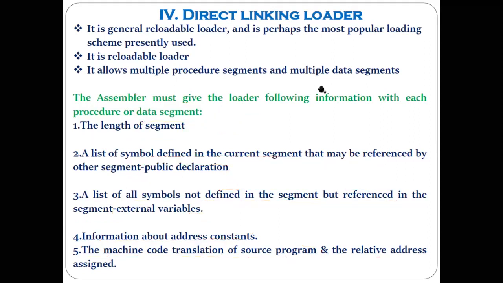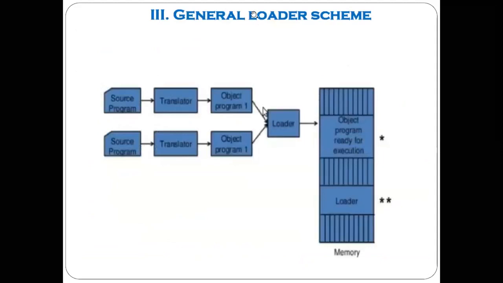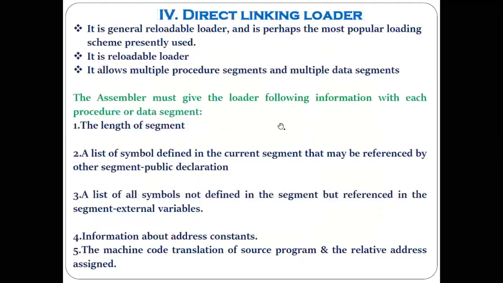So you can see in this diagram, you can also refer to it for the direct linking loader. The translator, you can consider as an assembler. So the assembler has to provide these five different kinds of information to the loader. Here you can see we have shown the object programs given to the loader. Along with these object programs, the different information provided to the loader by the assembler is what we have shown here.